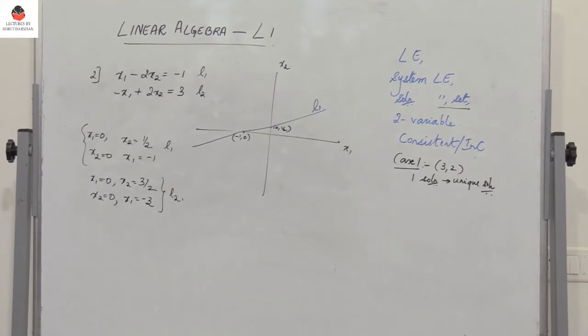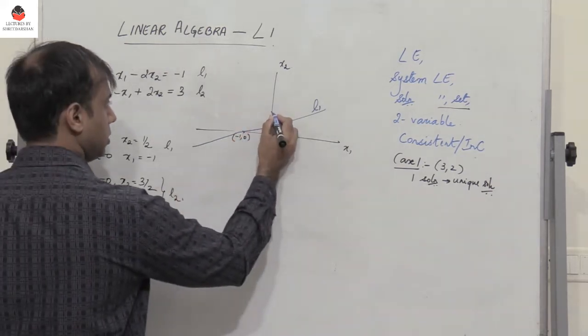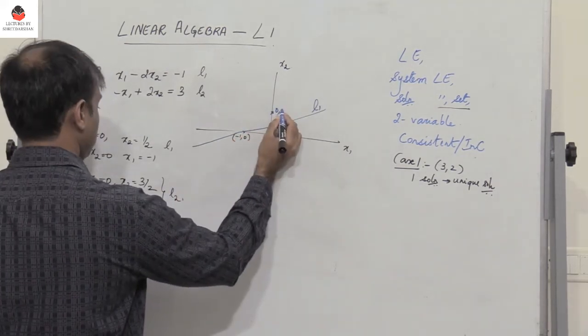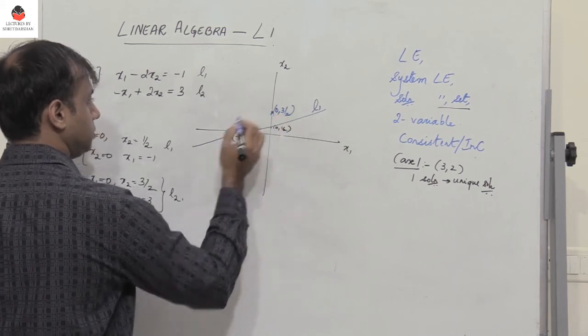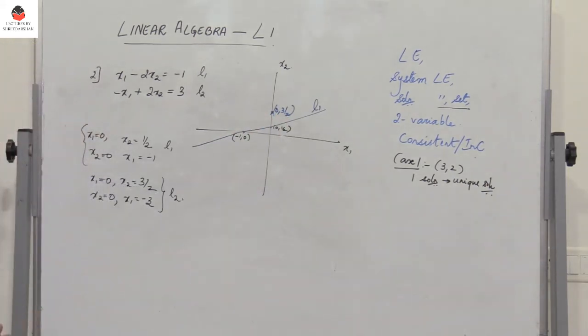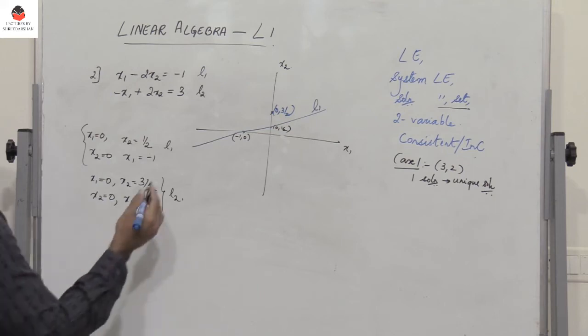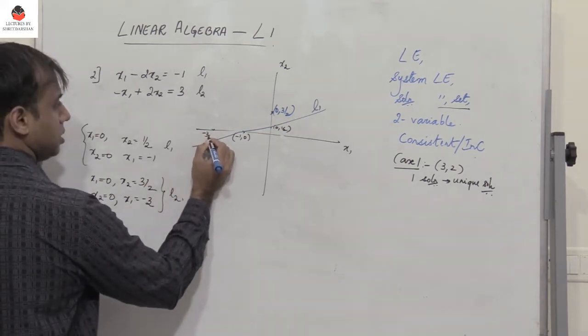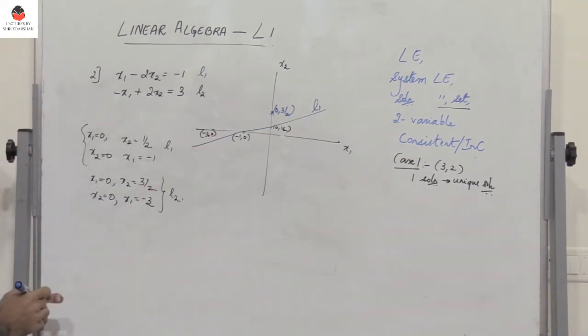Now observe the next one. x1 is 0, x2 is 3 by 2. So this is the other point, (0, 3 by 2). And then I have the other point. x2 is 0, x1 is minus 3. So (minus 3, 0). Again, I join these 2 points.